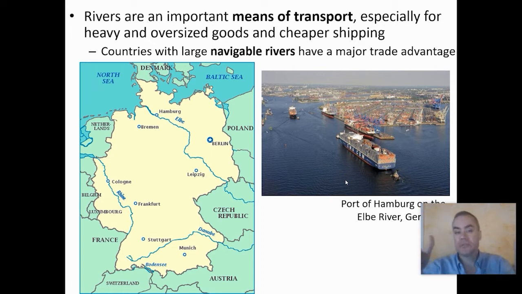That's the case in Germany. Germany has the highest GDP in Europe, and Germany is also the world's third largest exporter, which is amazing considering that Germany is smaller than India and Brazil and many other countries that have large industrial economies. And one of the ways that Germany has become the world's third largest exporter is because of its rivers.